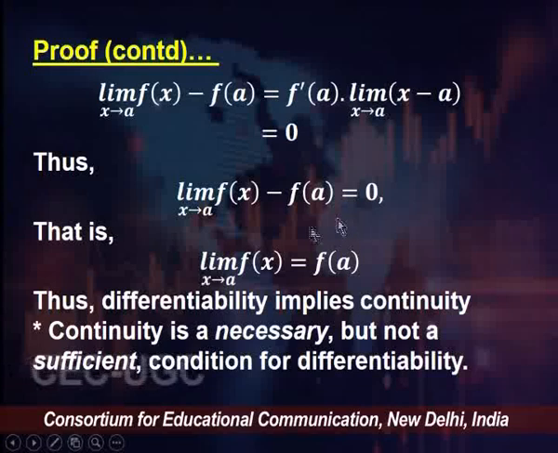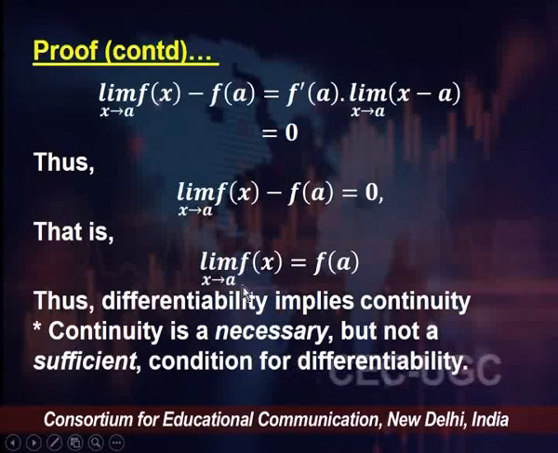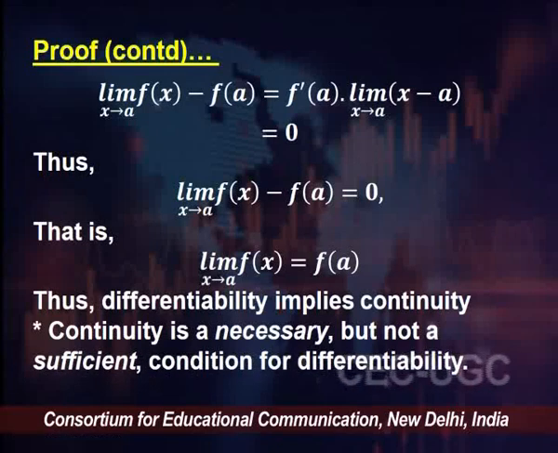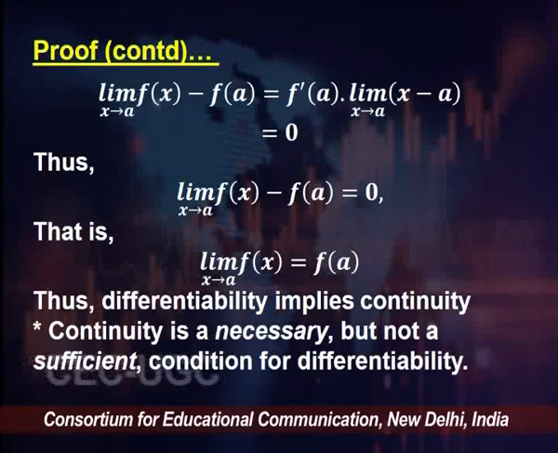And this I can just algebraically manipulate. I can take f of a to the right hand side to get the limit of f of x as x tends to a equal to f of a, and this then is exactly the condition we wanted to prove, that the function is continuous at x equal to a. So the result that we have here is a very crucial one, that differentiability implies continuity.